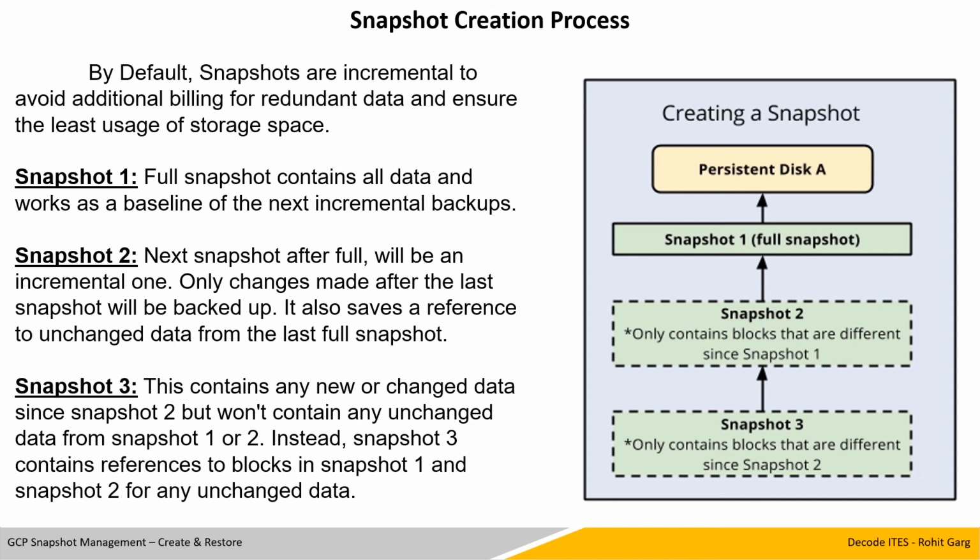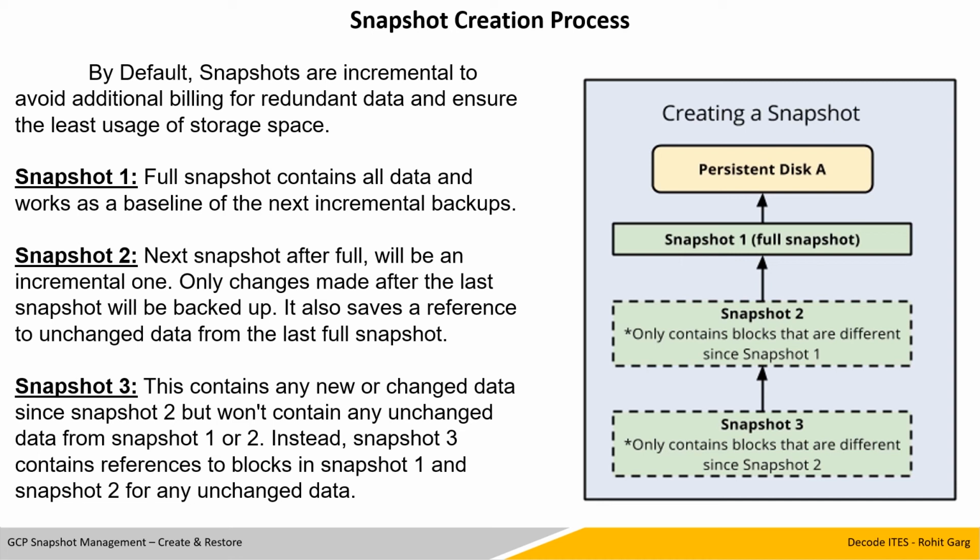Snapshot 2. The next snapshot after the full one will be an incremental one. Only changes made after the last snapshot will be backed up. It also saves a reference to unchanged data from the last full snapshot. That means it's a purely incremental one so that no redundant or duplicate data is backed up.